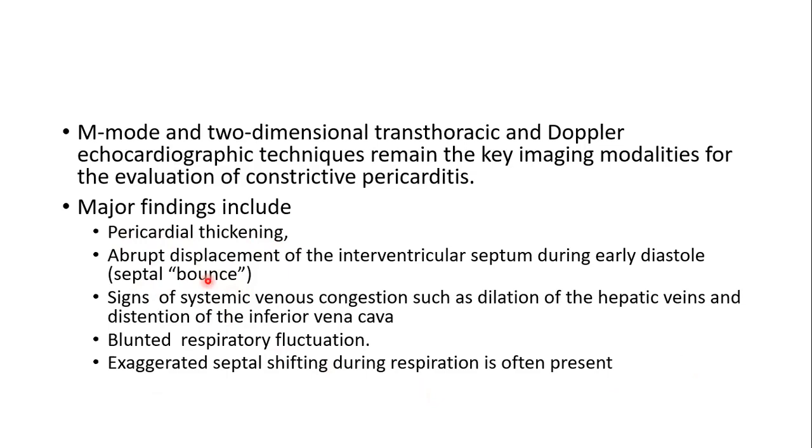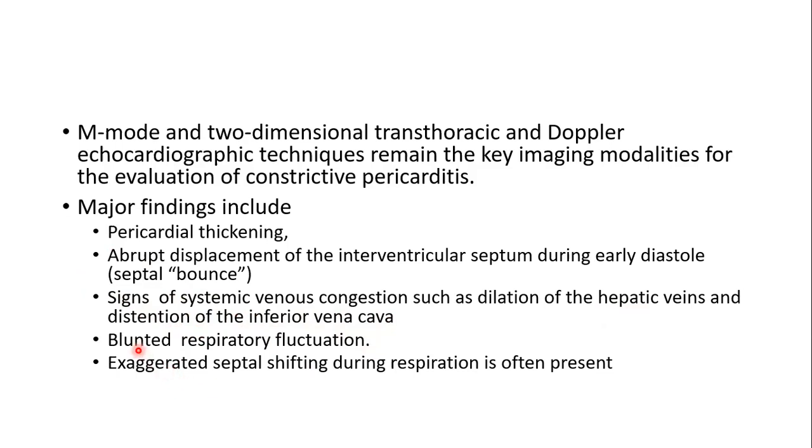So what causes septal bounce? When blood comes into the right atrium and the right ventricle, it can't distend outwardly. If it tries to distend outwardly, the stiff pericardium gives a restriction, so the only side it can go to is the left side. There's a pull of blood towards the interventricular septum, pushing on it and relatively reducing the size of the left ventricle. So you have an abrupt displacement of the interventricular septum during early diastole, which is referred to as the septal bounce. Then there are signs of systemic venous congestion, because there will be backflow to the hepatic vein and distension of the IVC.